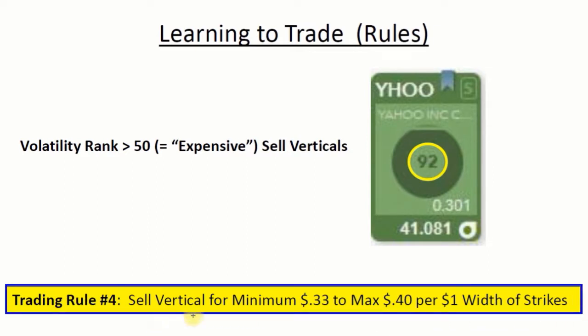Which says, when we sell a vertical, we are looking for a minimum of 33 cents to a maximum of 40 cents per dollar width of strikes. And that's probably going to make absolutely no sense to you right now, so just learn this rule for what it is. Trading rule number 4 is we sell a vertical for a minimum of 33 cents to 40 cents per dollar width of strikes. So let's illustrate this point so it actually makes a little more sense.